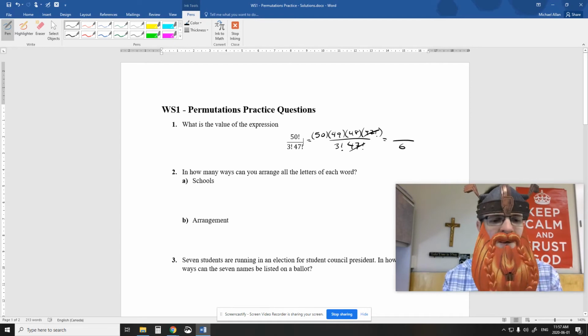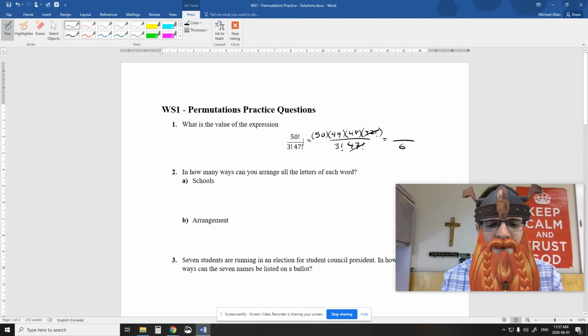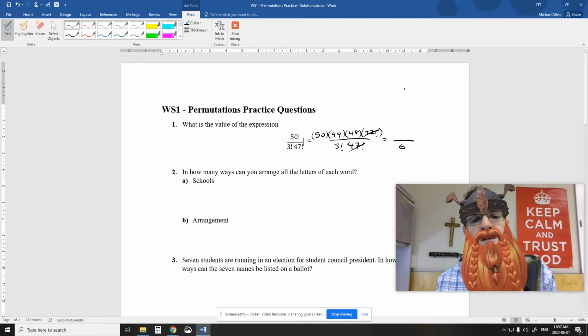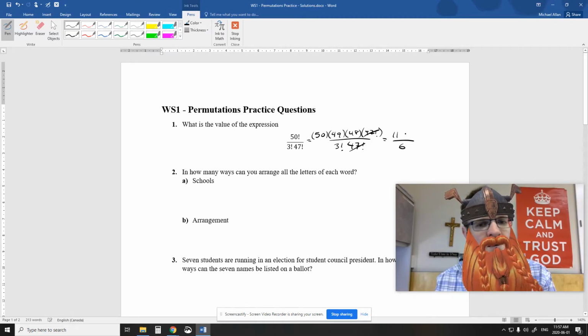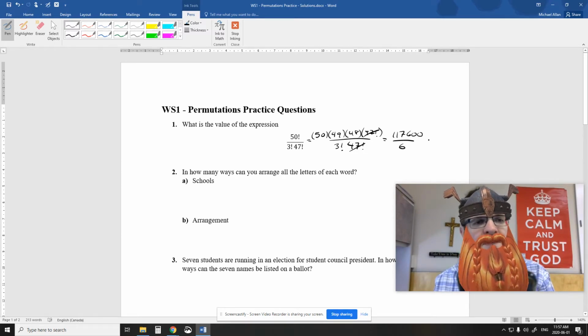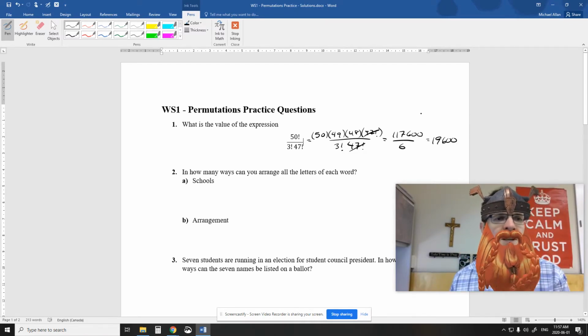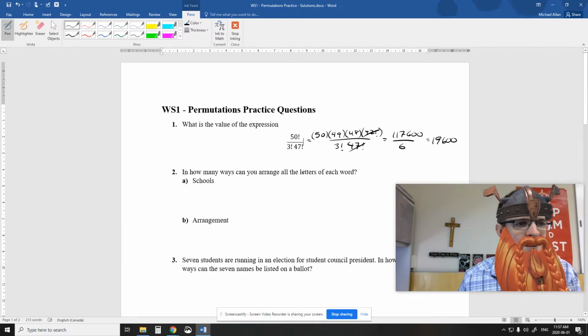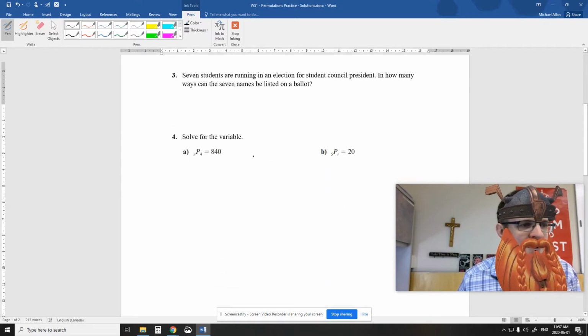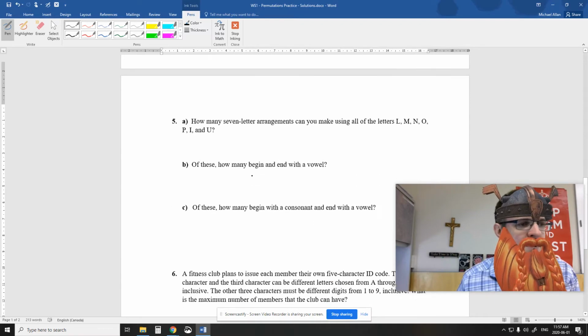50 times 59 times 58 is 11,000. Nope, 117,600. And then we just divide it by 6, and I get 19,600. I'm pretty sure you could have got that using your calculator otherwise too, but I like doing it this way because that might be more useful to solving questions like this, except this would be a quartic function. That's fine. We'll deal with that when we get to that question.